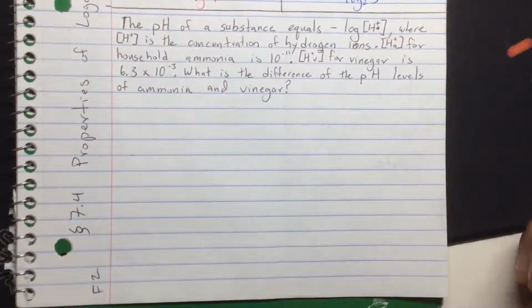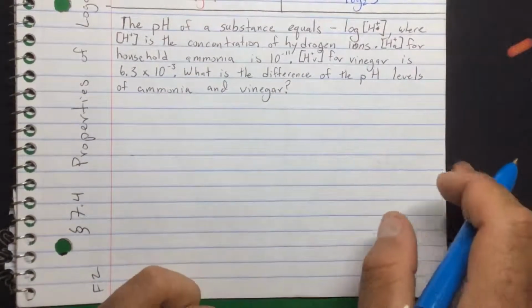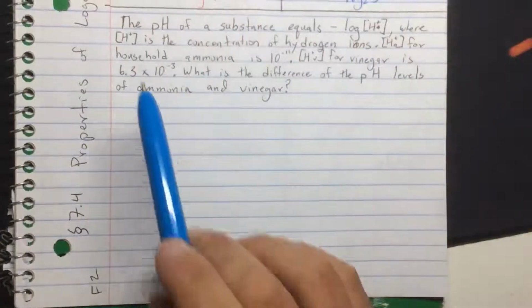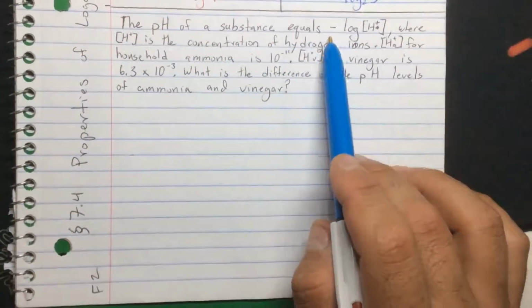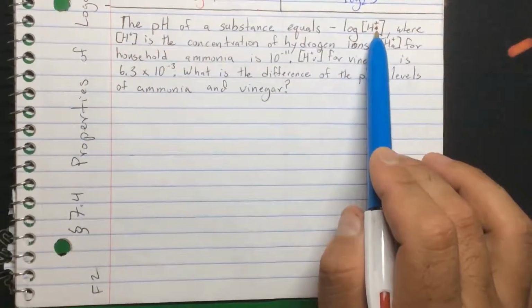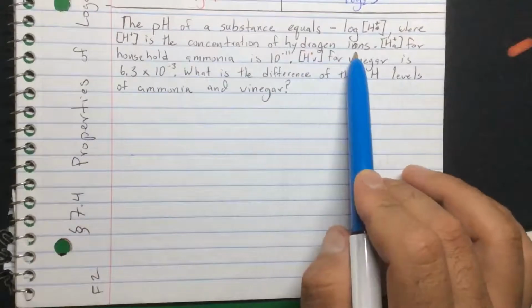This is part 3 of Foldable number 2 for 7.4 properties of logarithmic functions. And this one is using a logarithmic scale. So for this one, we have the pH of a substance equals the negative log of H plus, depending on the subvariable, where H plus is the concentration of hydrogen ions.